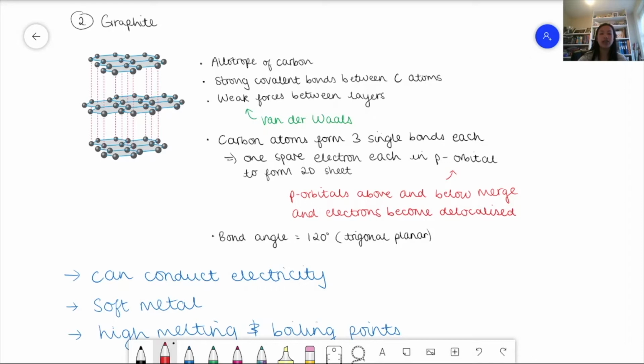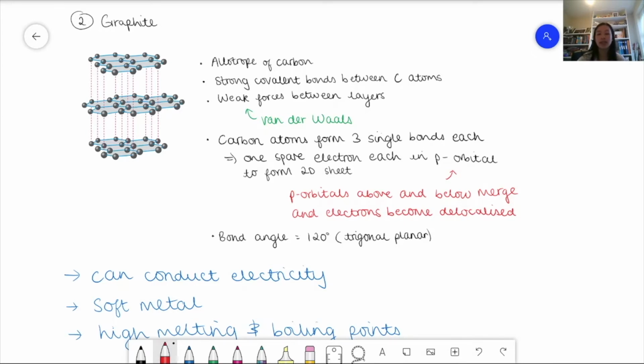So each carbon atom actually forms 3 single bonds each to another carbon. So that means that every carbon has 1 spare electron in its p orbital to form a 2D sheet. So here we have 3 2D sheets. And so the p orbitals above and below each sheet merge, and the electrons become delocalized, so they can move within the sheets. So that gives it very special properties, which we'll have a look at in a second. But the bond angle is 120 degrees, and we call that trigonal planar.